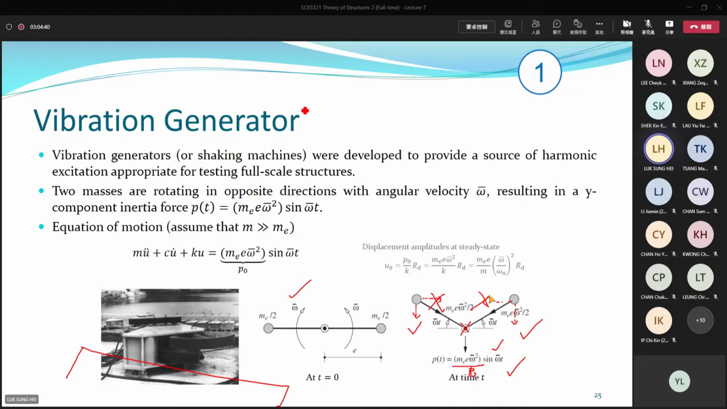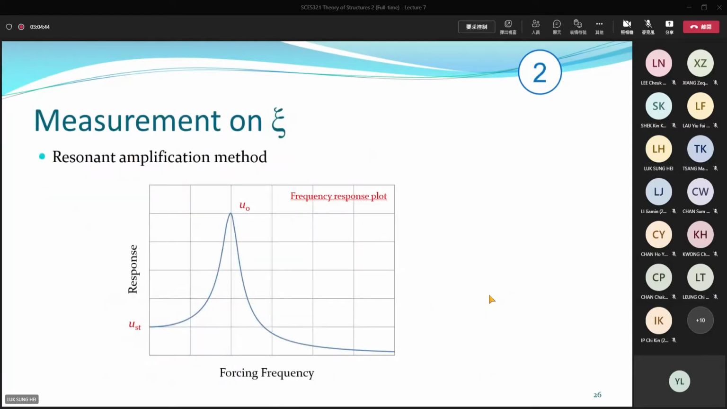Just for the information, this one is not very important. Another, more important application: how to measure the damping ratio again.